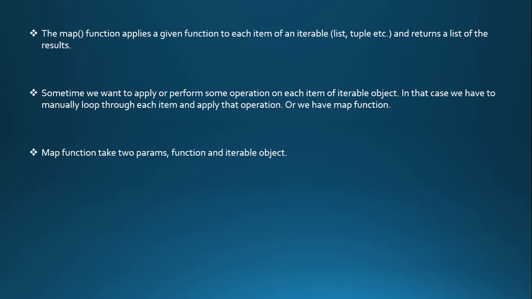But in Python there is a function, the map function. It will take two arguments. One is an iterable and the other is a function, and then it will apply that particular function to each item of the list, tuple, or any iterable, and then it will return a list of results. So let's see some practical examples of the map function.